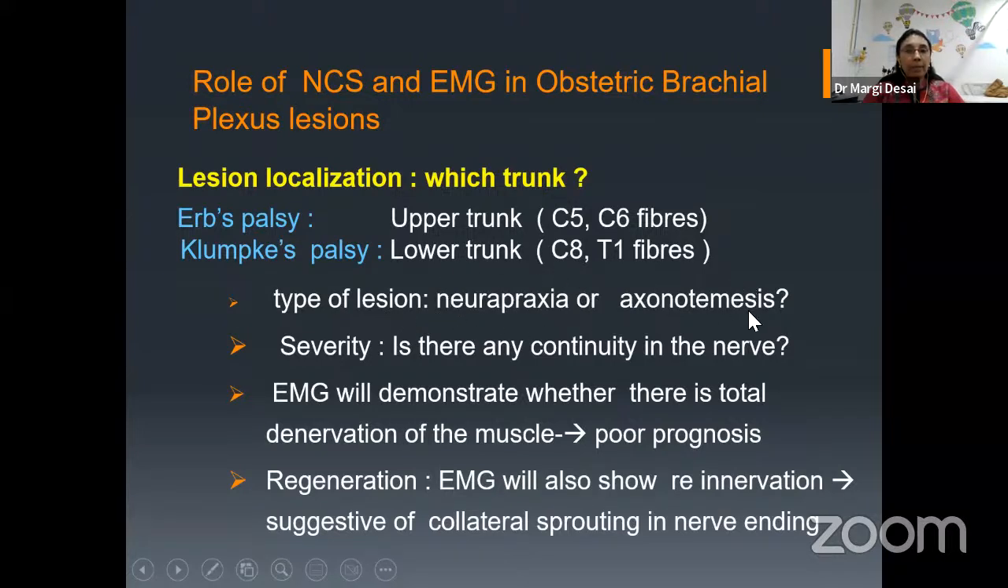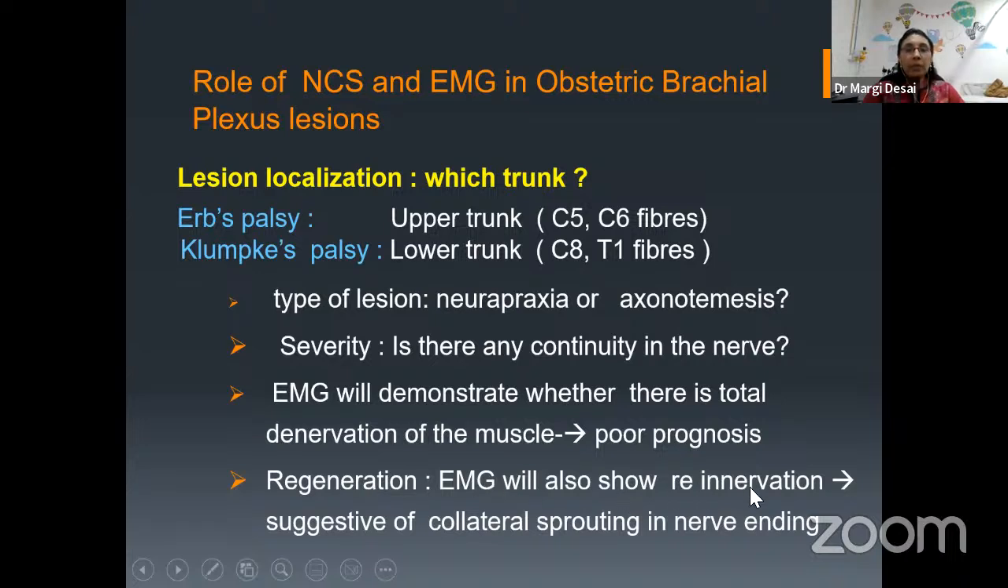Or axonotmesis. Axonotmesis means there is severe injury to the axon, and this means that the child will have a lot of weakness and the prognosis is poor. EMG will demonstrate whether there is total denervation of the muscle. If the muscle is totally denervated, the child cannot use the muscle. The child will have severe weakness, and this suggests a poor prognosis, and it is an indication for some surgical management.